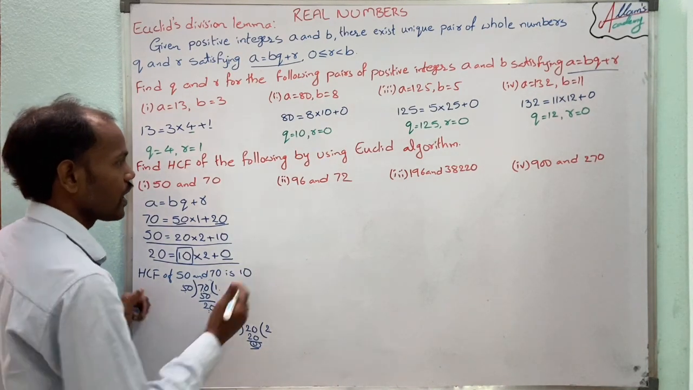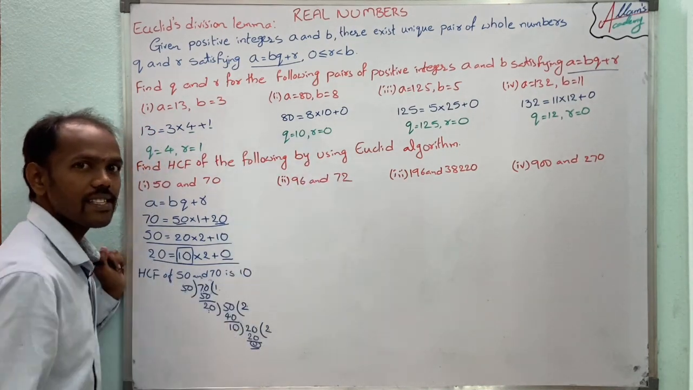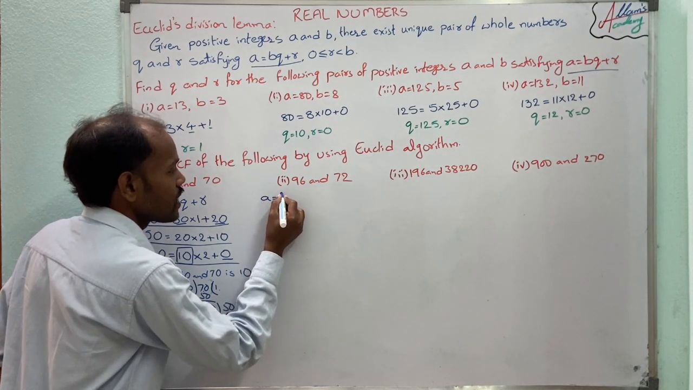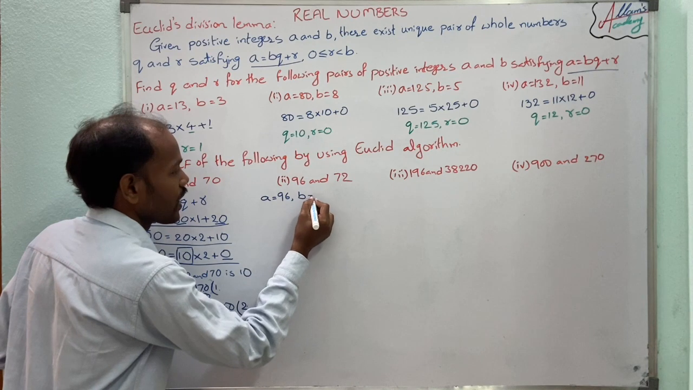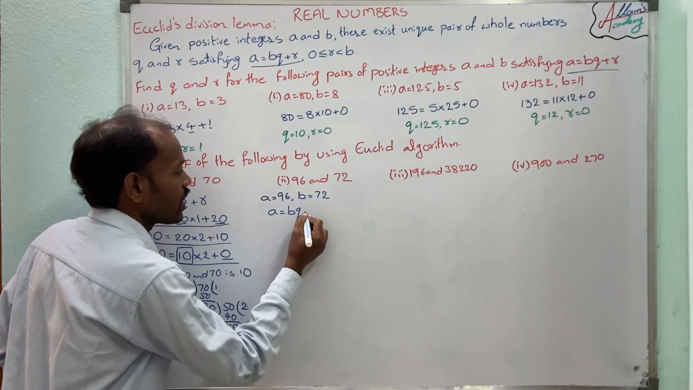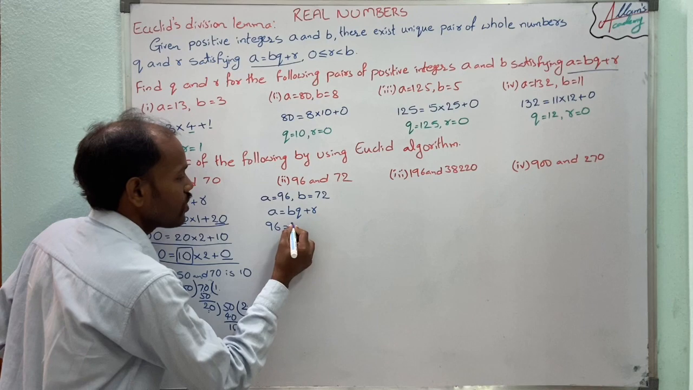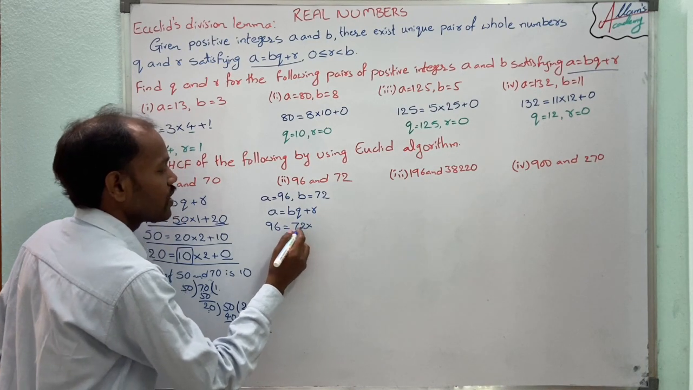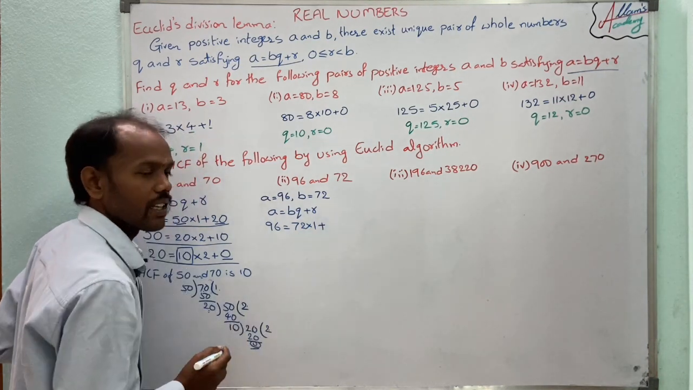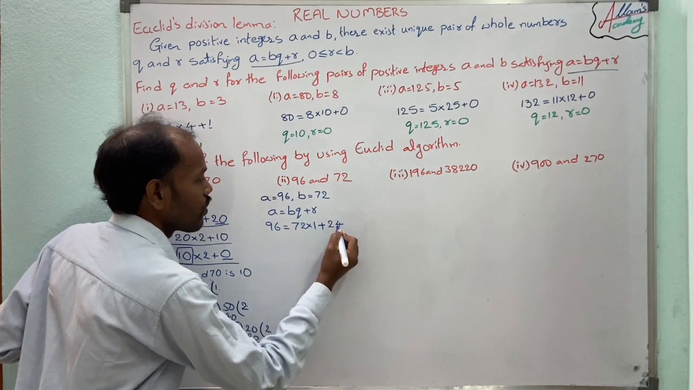Now if we observe 96 and 72, here 96 is the greatest number, so the a value will be taken as 96 and the b value will be taken as 72. So now we want to write a equals bq plus r. Now 96 equals 72 times 1 only, it will go. Now the remainder is 96 minus 72, that is nothing but 24.